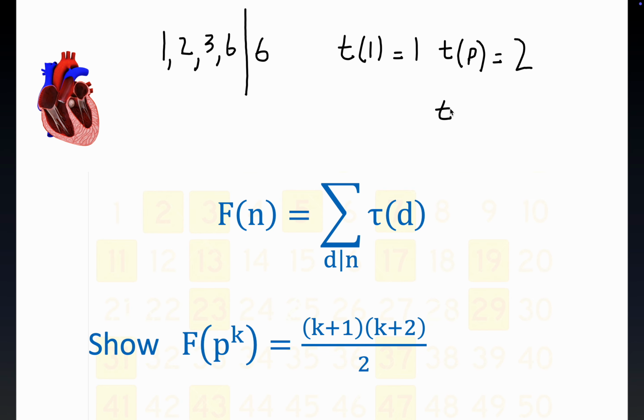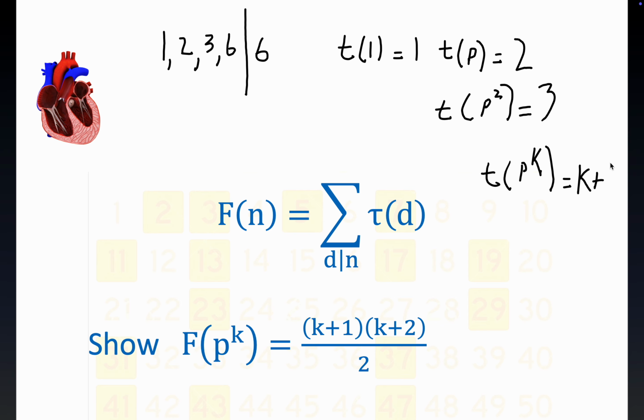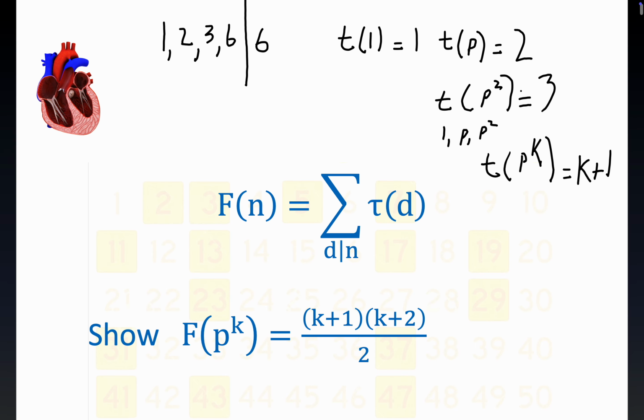Tau at p squared. It's pretty easy to see what's happening here. This is equal to 3. And in general, tau at p raised to the k is k plus 1. Now, why is this equal to 3? Well, you can write down the divisors explicitly. 1, p, and p squared are the only divisors of p squared. If there were any others, p wouldn't be a prime number. It's pretty straightforward, so let's move along.